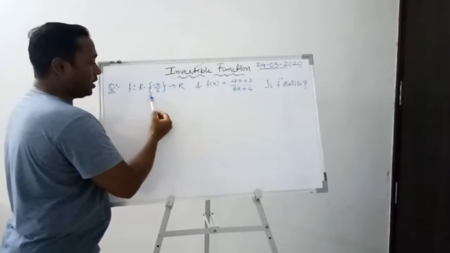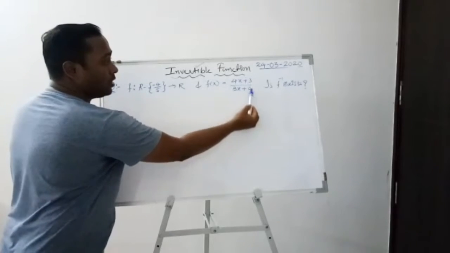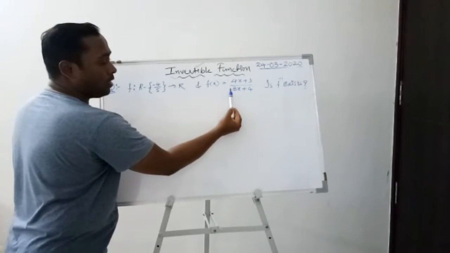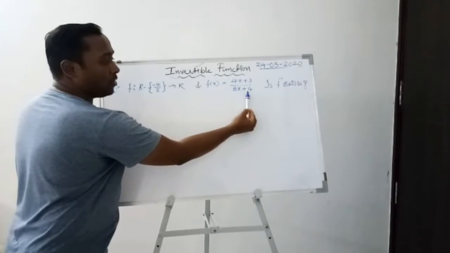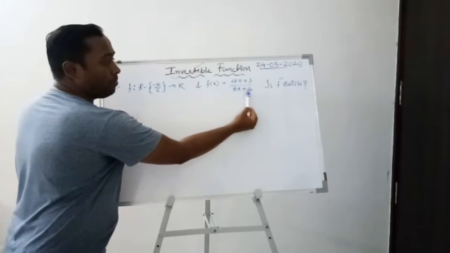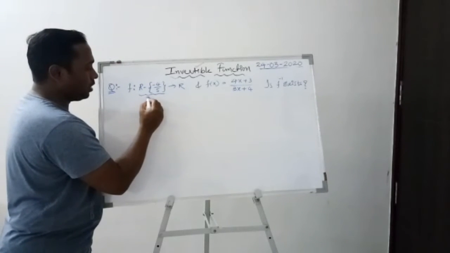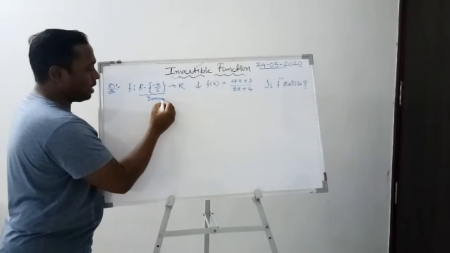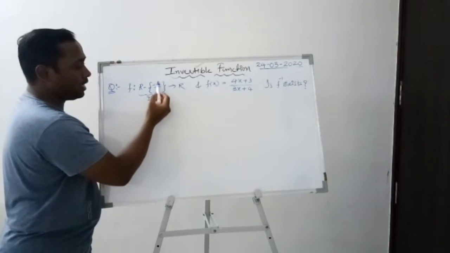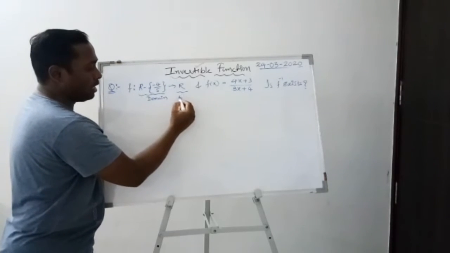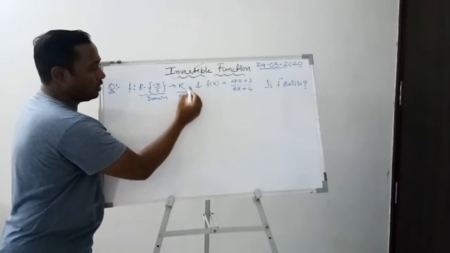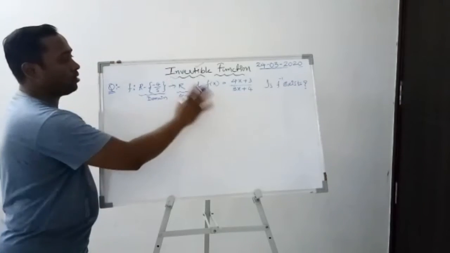And we know why it is eliminated: the function is a rational function where the denominator cannot be 0, which means x cannot be minus 4 by 3. Hence, the domain of this function is R minus minus 4 by 3, every real number except minus 4 by 3, and the range of the function is every real number. So this is the function given.